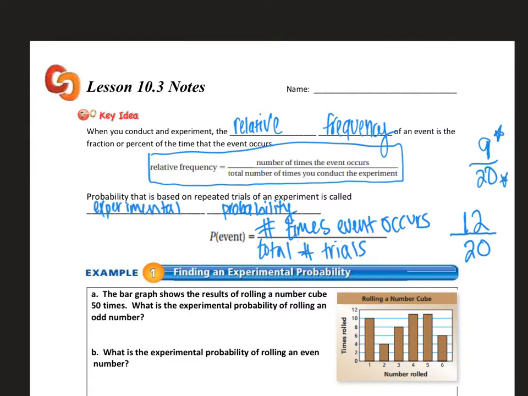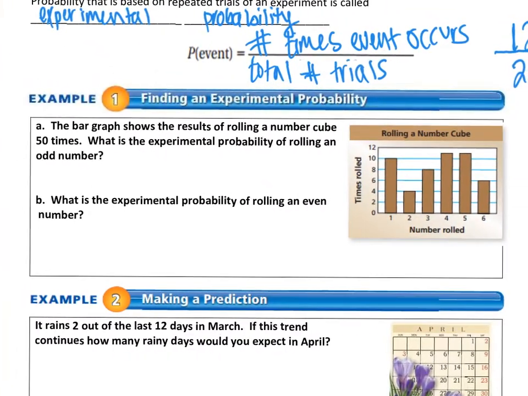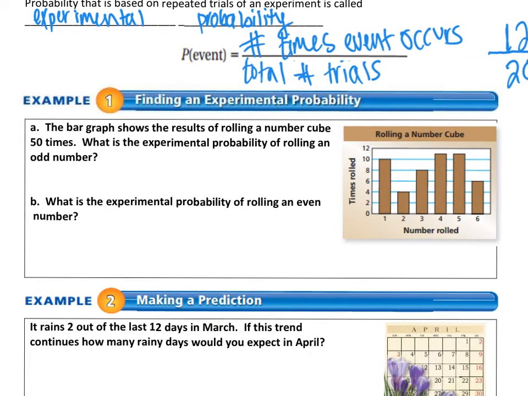Okay, so let's take a look at finding experimental probability. It says the bar graph shows the results of rolling a number cube 50 times. So that's the total number of trials. What is the experimental probability of rolling an odd number? We already know just by reading this that the denominator is going to be 50 because they had 50 trials. Now we need to add up every time that they rolled an odd number.